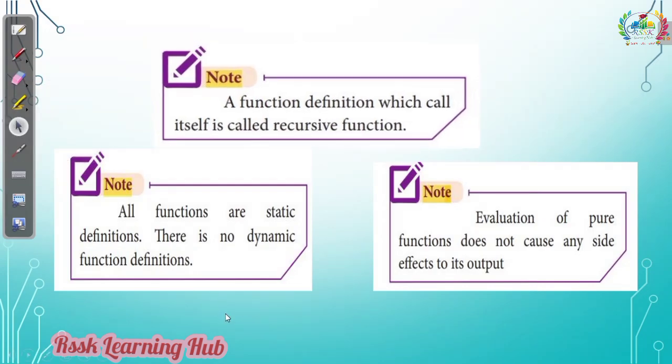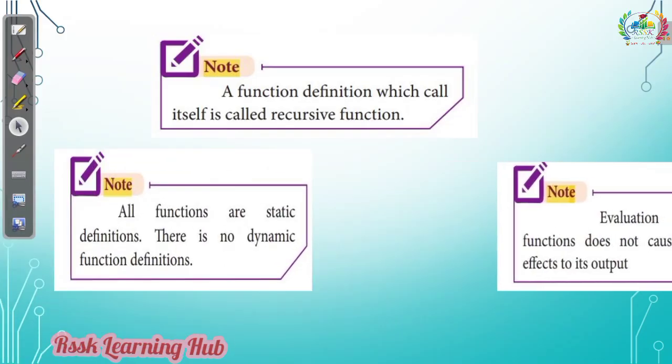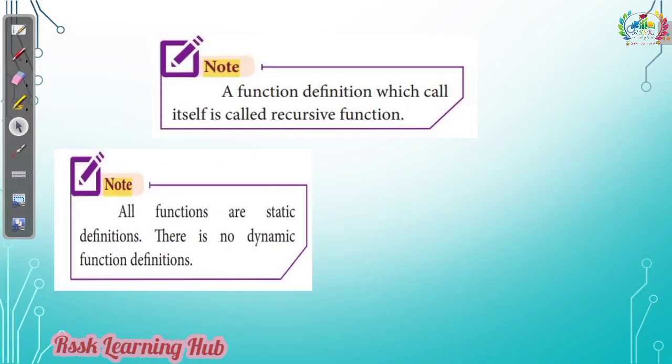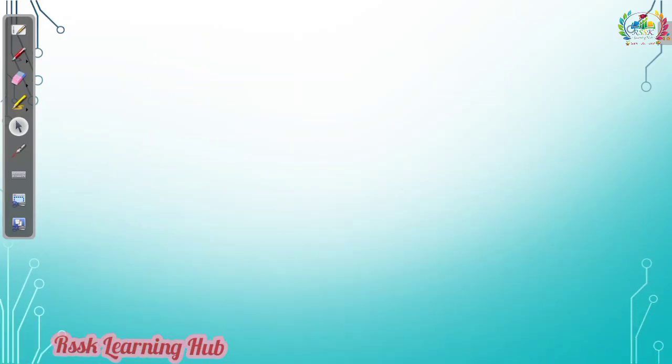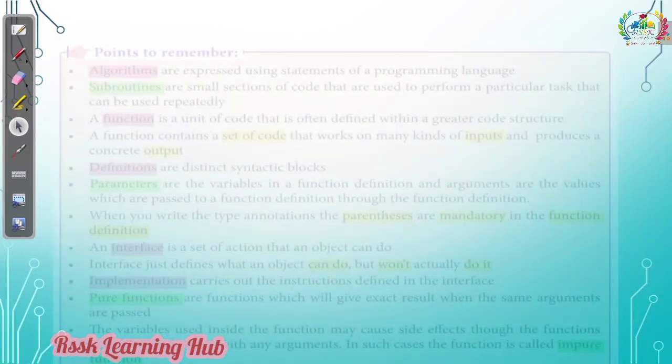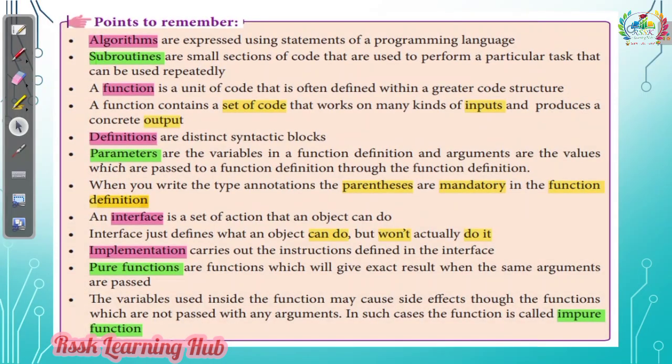Now moving to your points to remember stage. First we will discuss what is an algorithm, and then we'll move on to subroutines. Again and again you are hearing these words, no? So for your better understanding, I am repeating them. So this is your first point, algorithm. Then subroutines. What is a function?